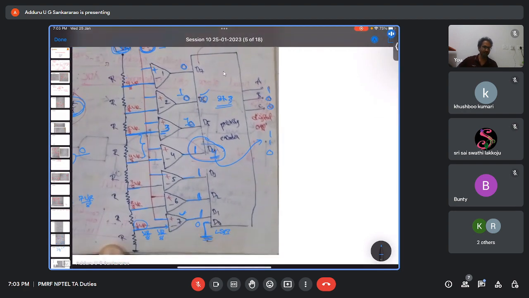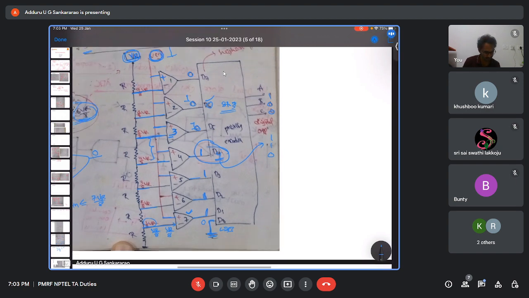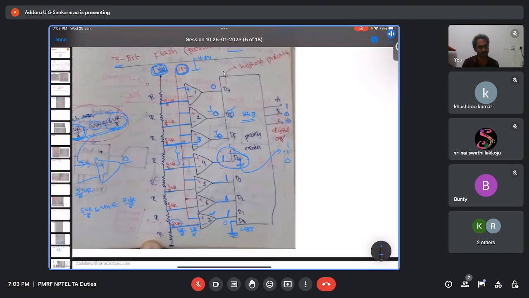Now, some points I want to stress here. You need no clock pulses here. Just give the input or reference voltage, switch on the circuit, and immediately you'll get the output. You neglect the delay of the comparator and the delay of the priority encoder, so immediately you'll get the output. That's why it is called flash ADC. Immediately you will get the output, that means delay is reduced. The samples can arrive very quickly, and the next sample can come immediately.